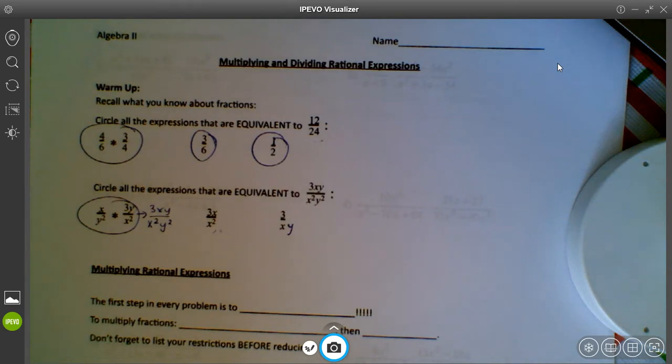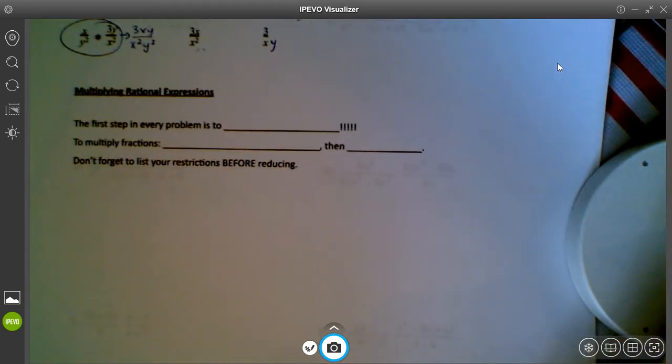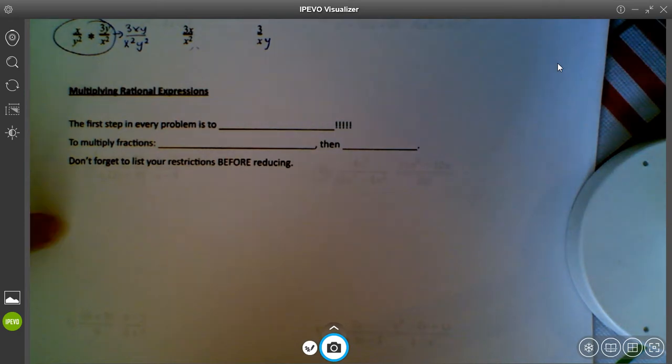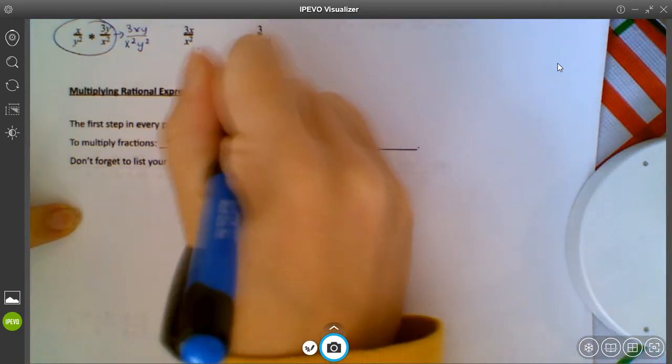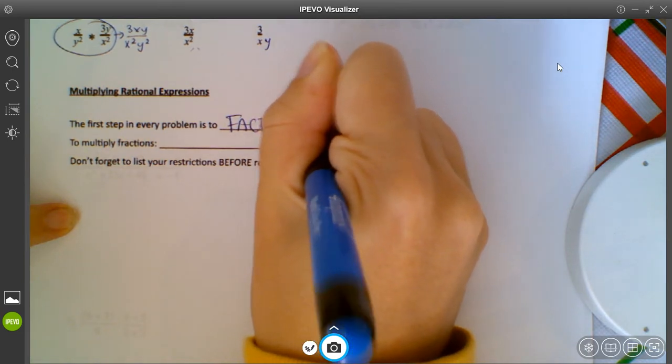We did this just to think about how to rewrite multiplication in fractions in general, because again, rational expressions are polynomial fractions. So now that our minds are spinning, we're going to talk about how to multiply rational expressions. So the first step to every problem is the same first step as the other day, and that is to factor everything. Factor! I told you it keeps on coming back.